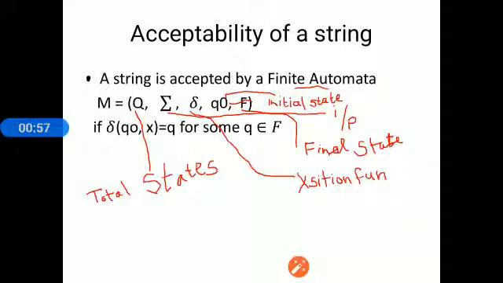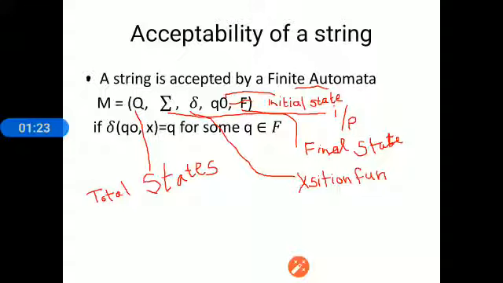So the given automata is given by M = (Q, Σ, δ, q0, F). This is a 5-tuple automata. Q is nothing but the total number of states. Sigma are the input symbols. Delta is the transition function. Q0 is the initial state and F is the final state.